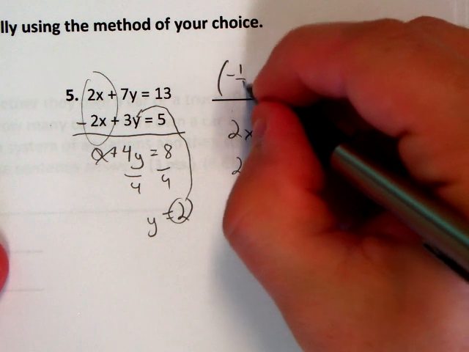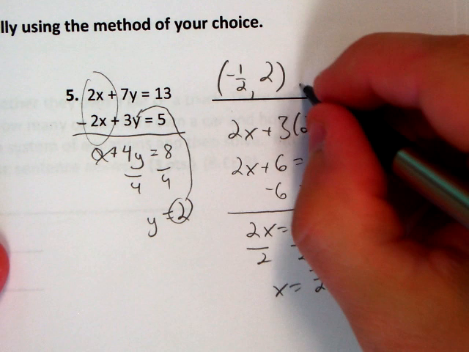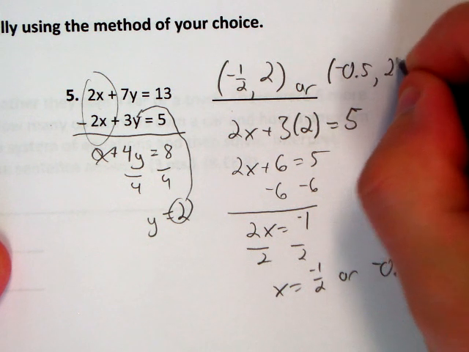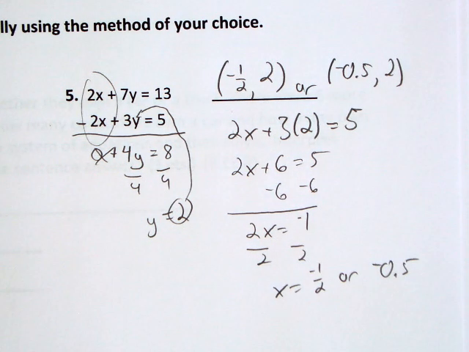So this would be negative 1/2 and 2, or I could say negative 0.5, 2. Both of those are great.